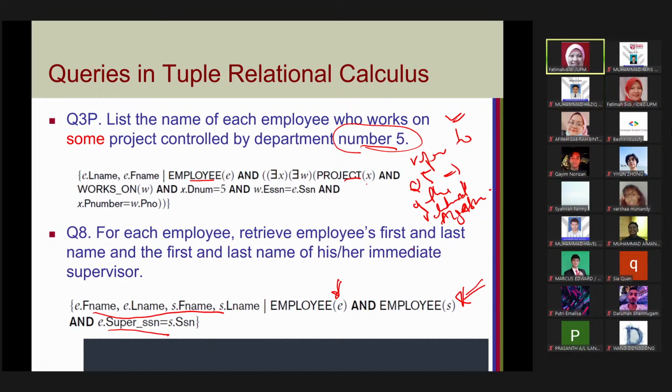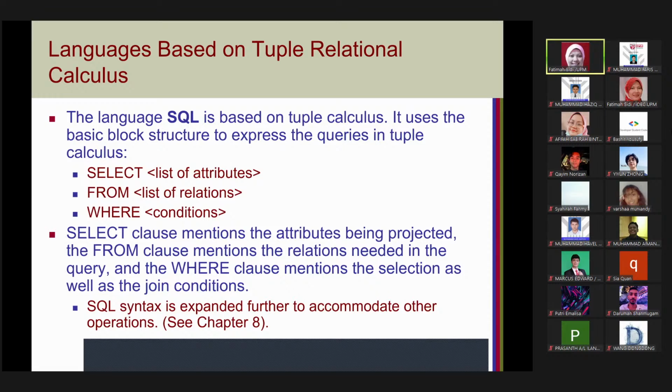So can we move to SQL, which is based on the tuple calculus, meaning that we can write a query in the form of relational algebra, write it in relational calculus, and we could also write it in the form of the SQL language. So the SQL language is based on tuple calculus. It uses the basic block structure to express the query in the tuple calculus. But in SQL, you must write in this form. So this is the basic block structure of SQL.